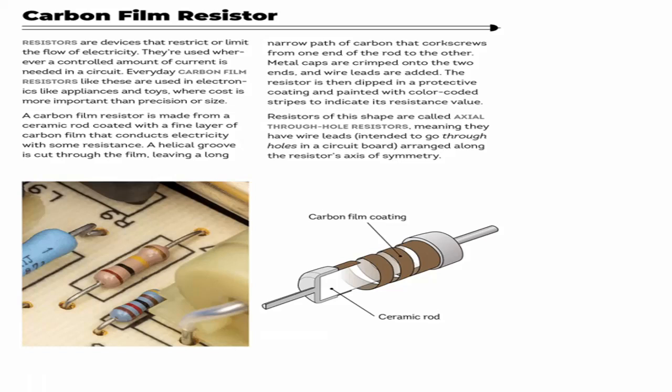A resistor is a device that restricts or limits or opposes the flow of charge, or the flow of electricity, that is flowing in a circuit. Now we'll discuss where a resistor is used. A resistor is used where we want to give some controlled amount of current that is needed in a circuit.